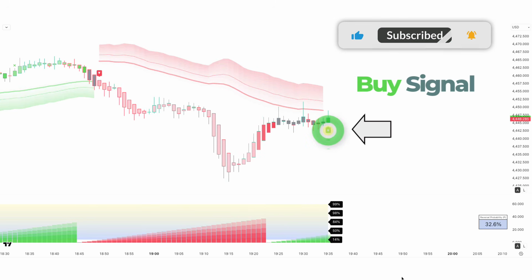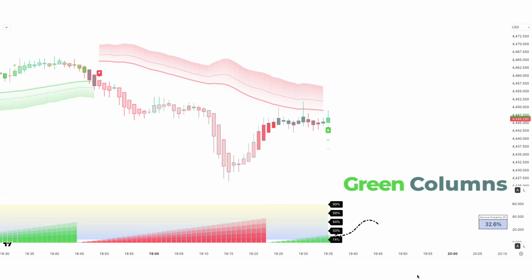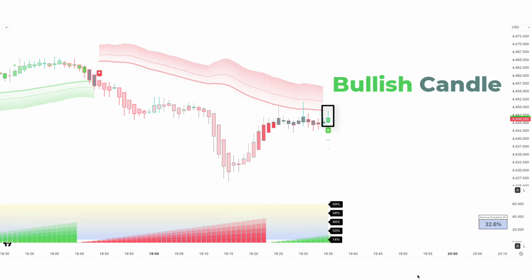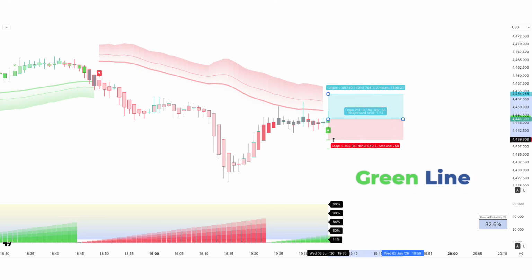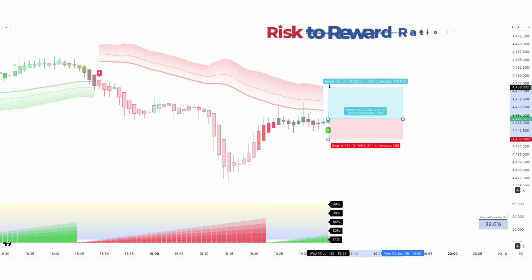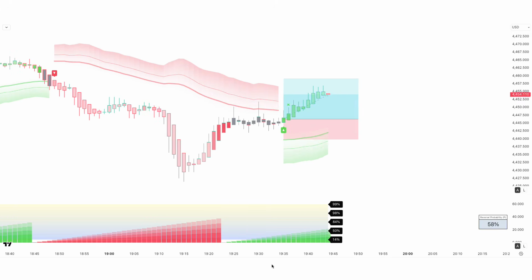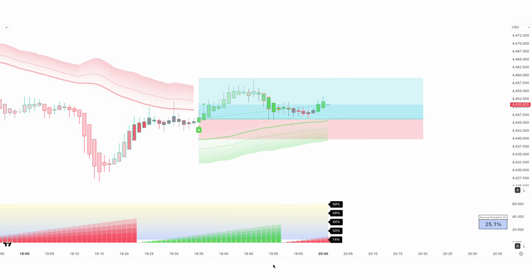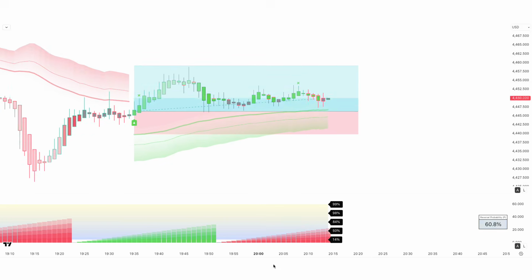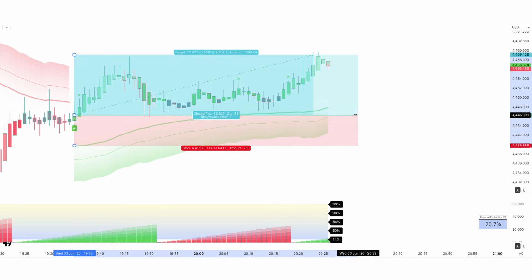When the Fibonacci Entry Bands show an arrow up, this is a buy signal. When the Trend Reversal Probability shows green columns, and when the market forms a bullish candle, if this condition is fulfilled, then we will place a buy order. Our stop loss is to be placed at the green line, and the risk to reward ratio will be 1:2. The market has completely hit the target.